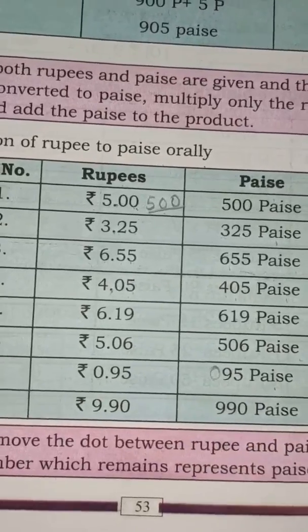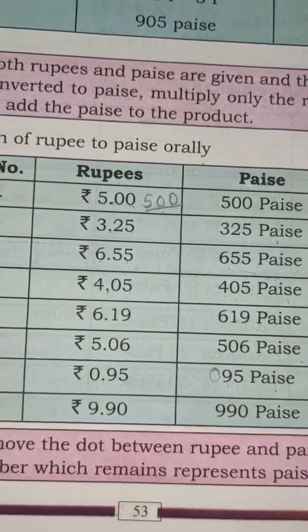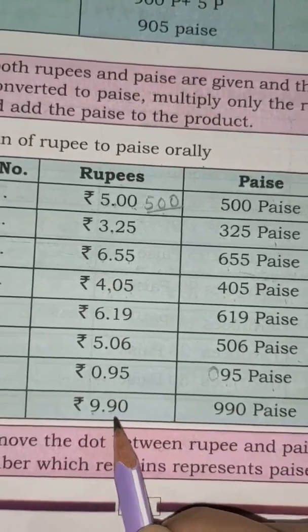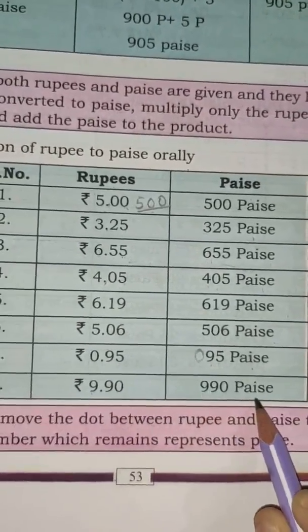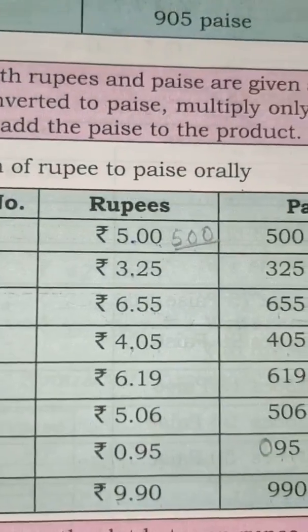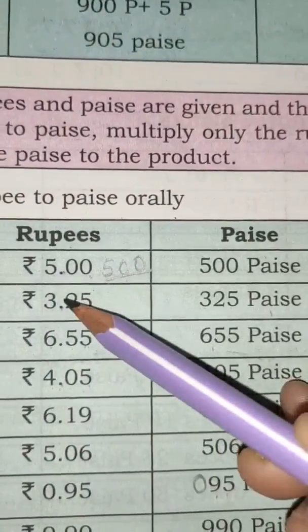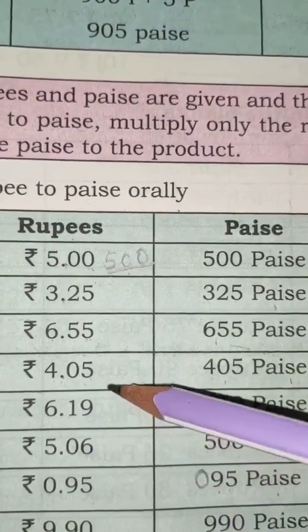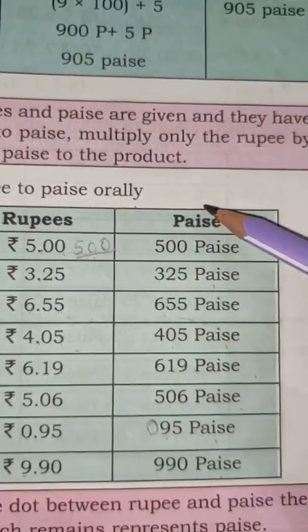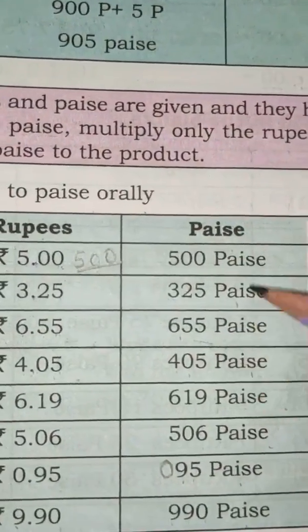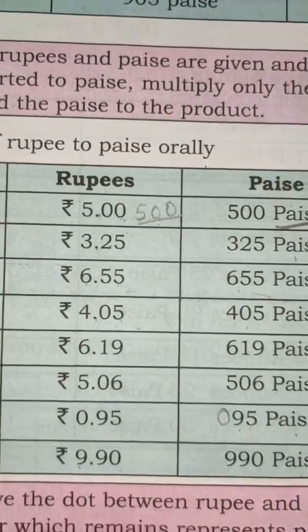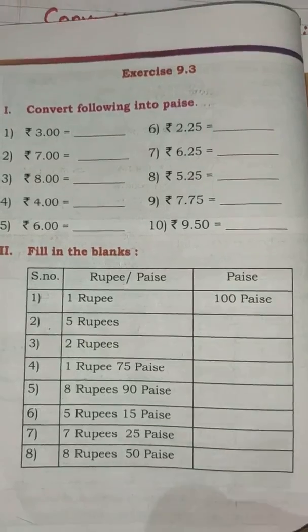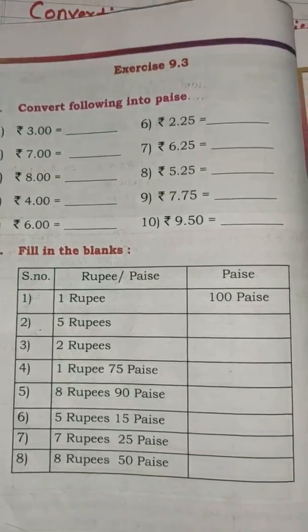Okay, next here. Suppose here is a 0, it means it is 95 only. You know it, right? Next, 9 rupees 90 paise. So 990 paise. Understood, children? So if we remove the dots between rupees and paise, the numbers which remain, it represents what? Paise. Understood, children?